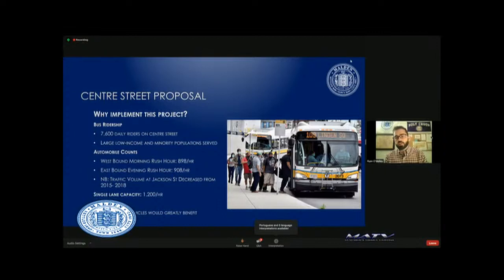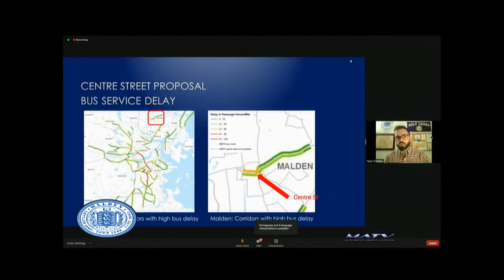Another important thing to note here is that a single lane has a capacity of 1,200 cars per hour. And as you can see, those two figures of 898 and 908 are within that 1,200 vehicles per hour. This one corridor here on Center Street is one of the top 10 for delays in the MBTA's bus service, and the only one that has no plan to fix it. And it is critical infrastructure for a lot of our community.